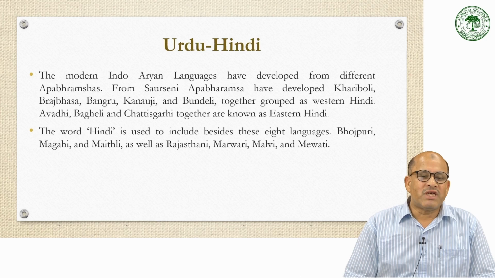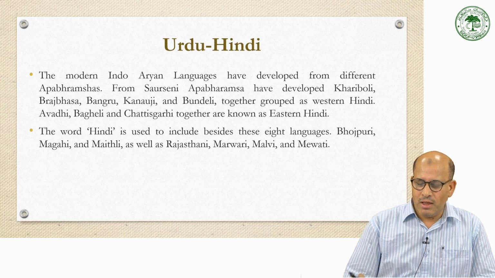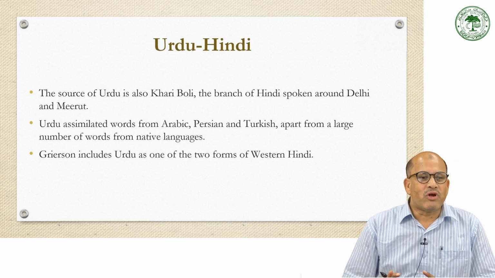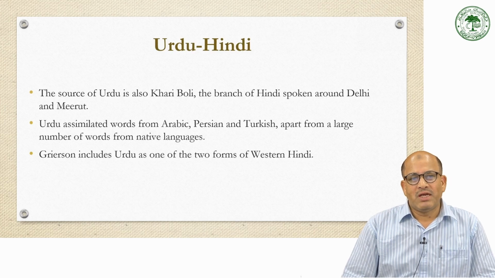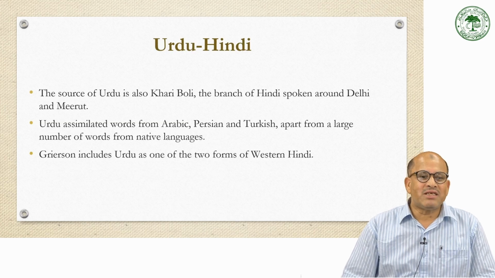The word Hindi is used to include, besides these, 8 languages, which are Bhojpuri, Magahi, Maithili, Rajasthani, Marwari, Malvi, and Mewati. These are the different dialects, or sometimes people call them languages, of Hindi. The source of Urdu is also Khariboli, the branch of Hindi spoken around Delhi and Meerut. Urdu assimilated words from Arabic, Persian, and Turkish, apart from a large number of words from native languages, including Sanskrit.